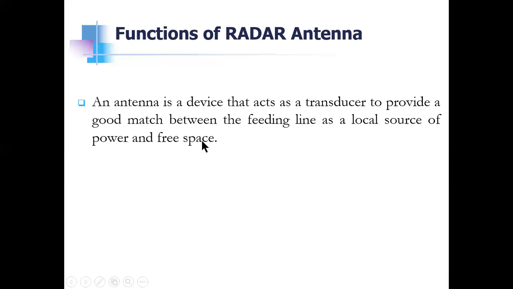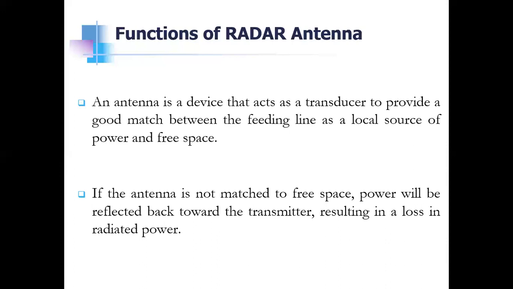Now this antenna concentrates the radiated energy in the direction of the target. It is supposed to concentrate the radiated energy in the direction of the target, right? So this is measured by the parameter called antenna gain. As I said, if the antenna is not properly matched to the free space, why should it be matched to free space? Because antenna is supposed to radiate into the free space. So there should be proper matching between the antenna and the free space.